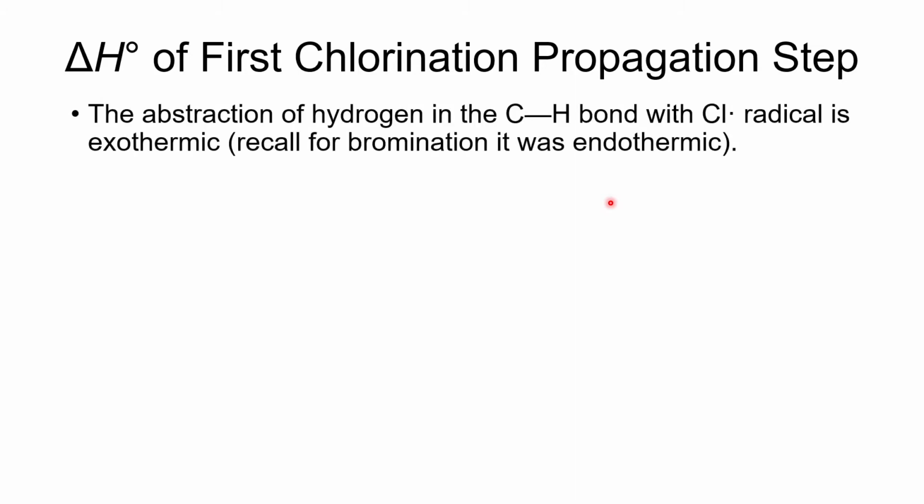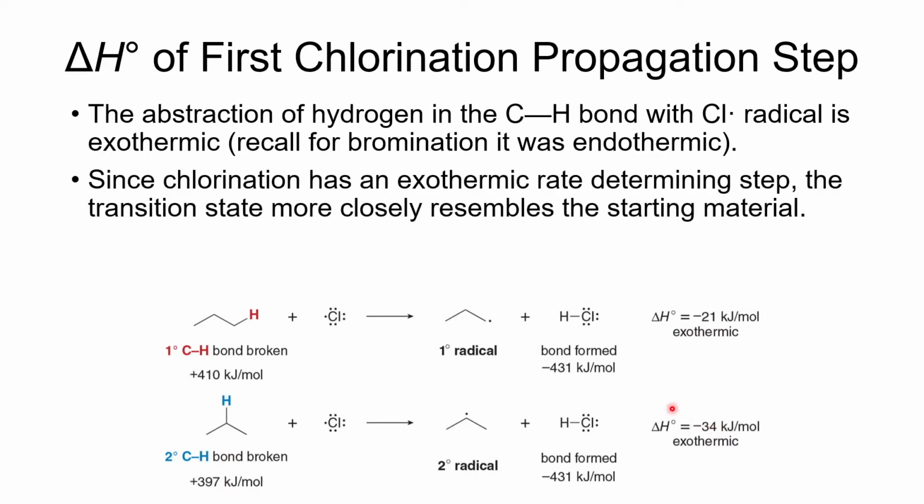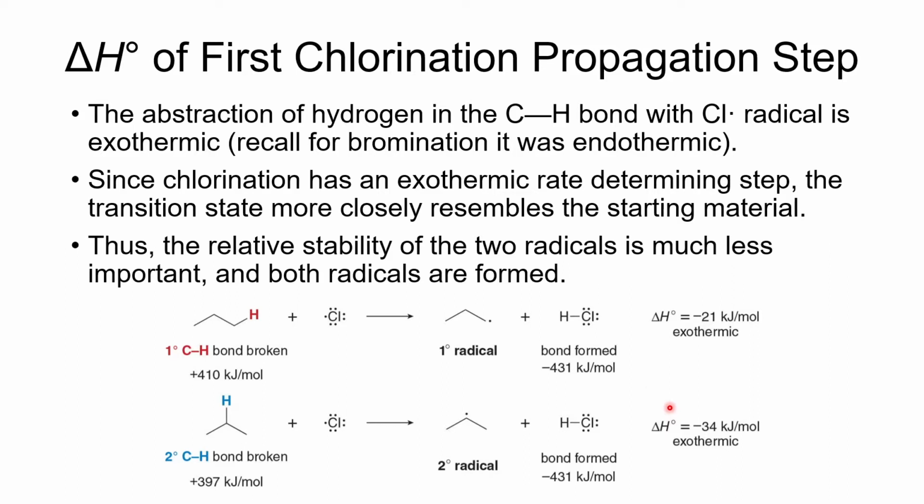All right, let's go back and look at the first chlorination propagation step, and we're going to compare it to what happened with bromine. So the abstraction of the hydrogen on the carbon-hydrogen bond with the chlorine radical, that is exothermic. Remember, for bromination, it's endothermic, and here it is exothermic. So for a primary, it's negative 21 kilojoules per mole exothermic, and for secondary, it's negative 34. All right. Since the chlorination is an exothermic rate determining step, that means that the transition state is going to more closely resemble the starting material. And as a consequence, the relative stability of the two radicals is less important.